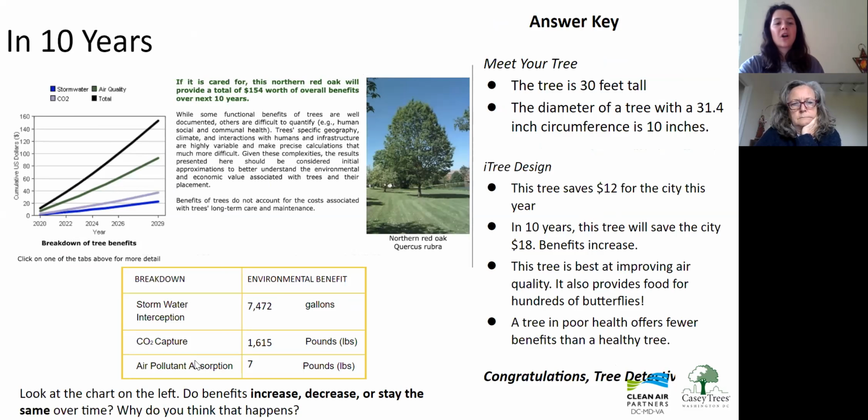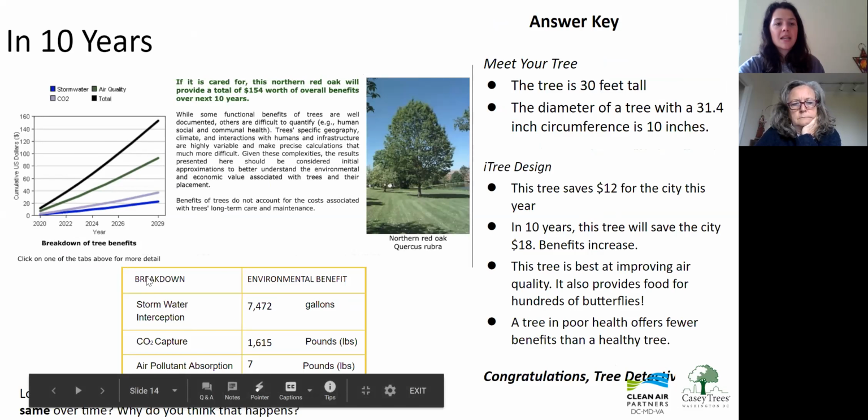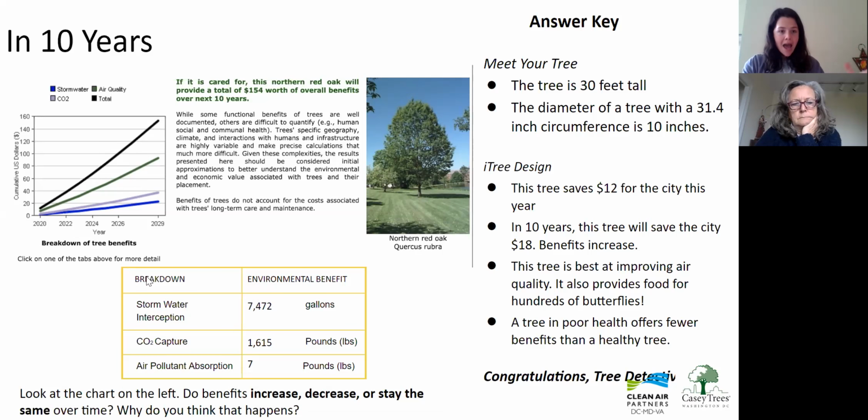I took a screenshot from iTree Design of the benefits that this tree would provide in 10 years. And this is adding together all of the benefits over 10 years. So taking a look at the graph on the left, there's a line graph. Do you see the benefits increasing, decreasing, or staying the same over time? The trend on the graph is going up. So we can say that the benefits this tree provides are increasing over the years.